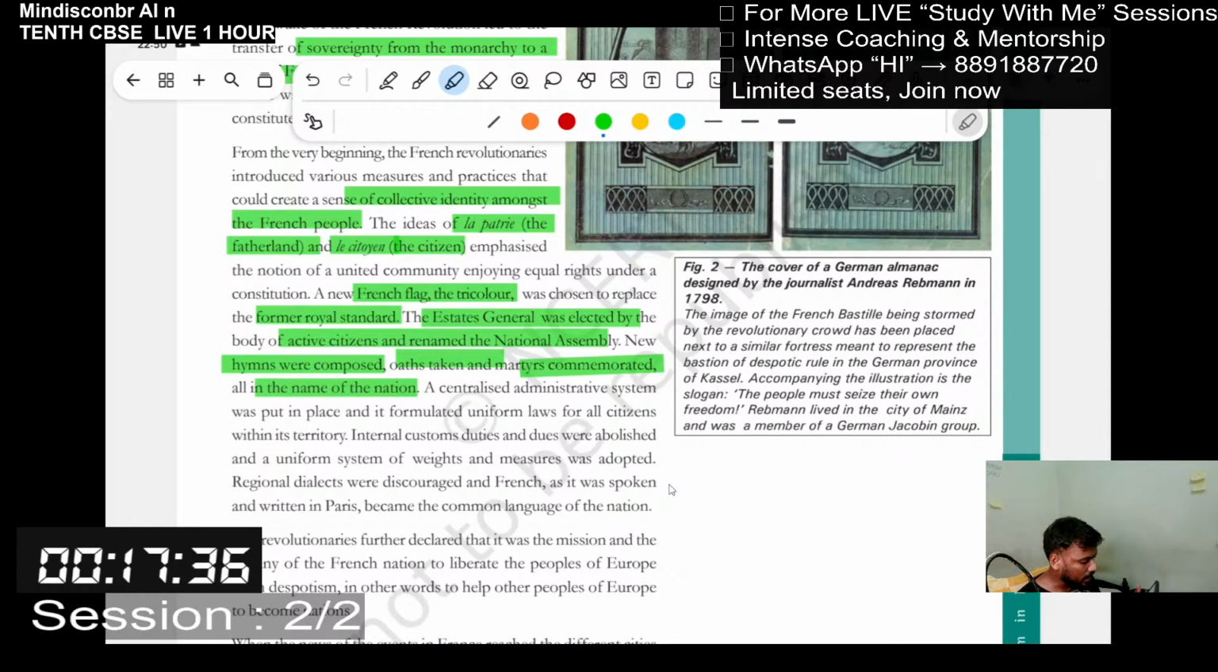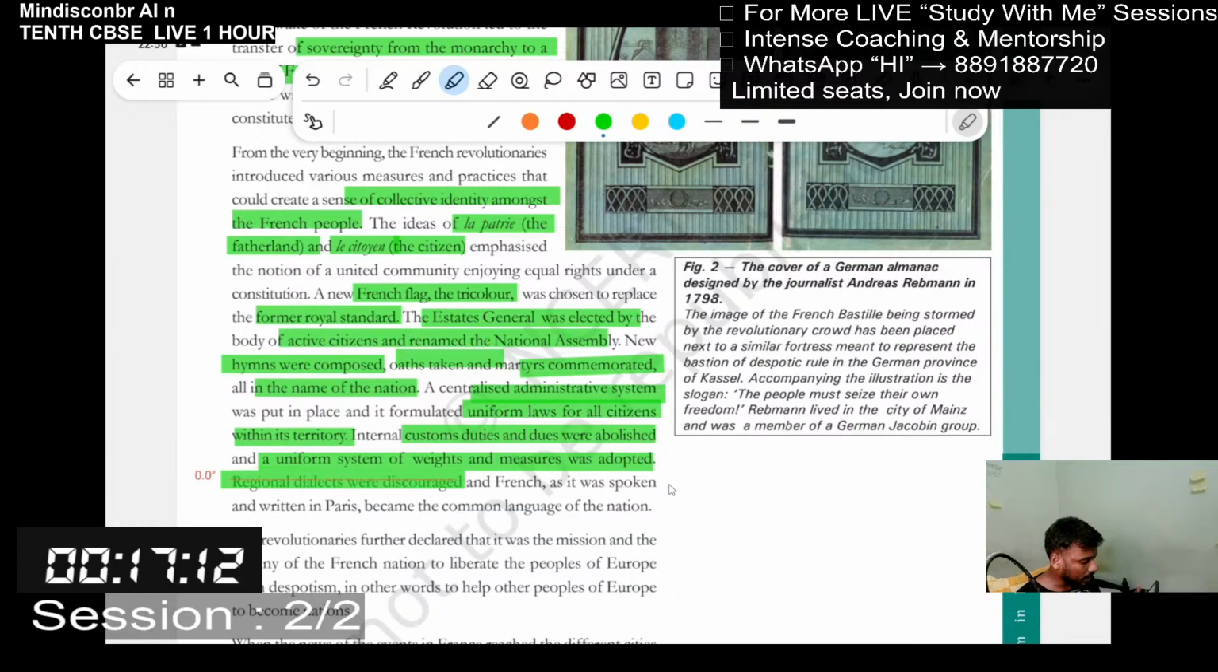A centralized administrative system was put in place and it formulated uniform laws for all citizens within its territory. Internal custom duties and dues were abolished and a uniform system of weights and measures was adopted. Regional dialects were discouraged and French as it was spoken and written in Paris became the common language of the nation.